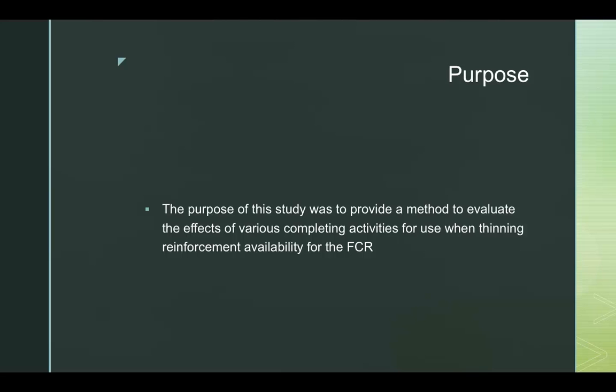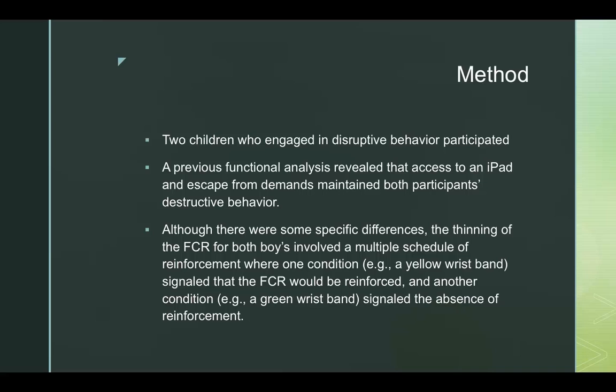So their purpose was to provide a method to evaluate the effects of various competing activities for use when thinning reinforcement availability for a functional communication response. As I mentioned, their method section can get a little hairy, but let's basically cut through it in terms of the practicalities. They used 2 children and their target behavior was disruptive behavior.